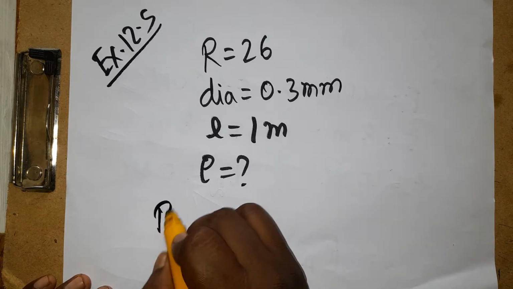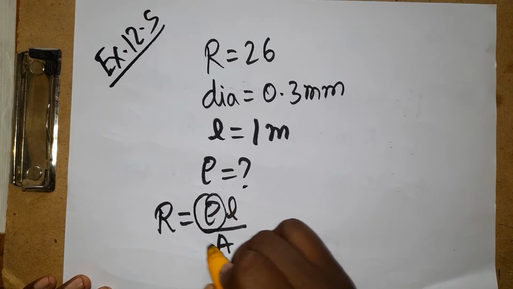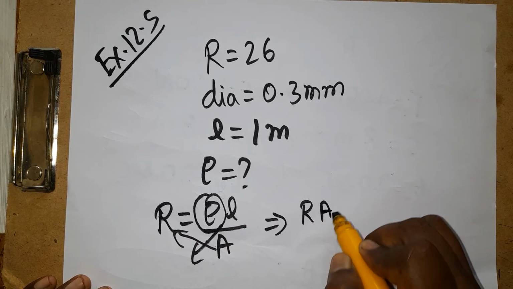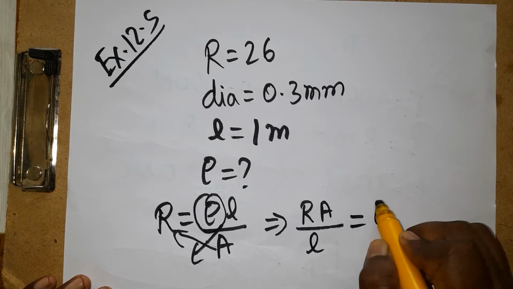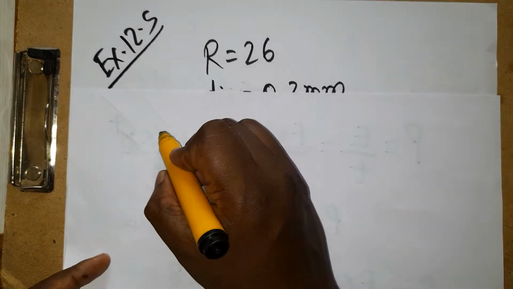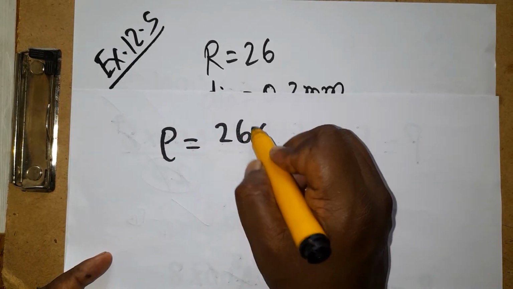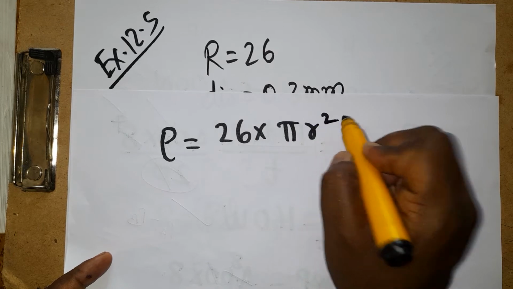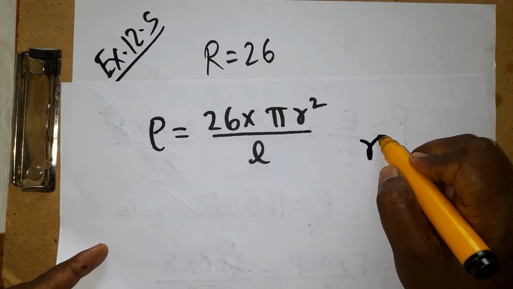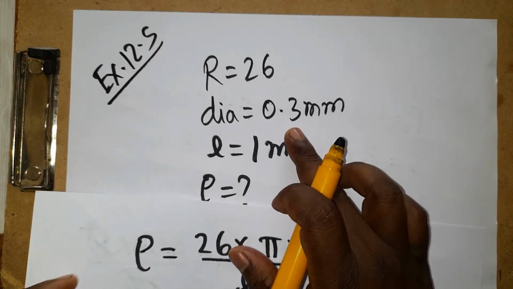Okay. R is equal to rho L by A. This is the formula. I just want to modify the formula. R A by L is equal to rho. This only we are going to find, the resistivity. Resistivity is equal to resistance times of 26, area we can call as pi R square, divided by L. What is pi? 22 by 7. Radius, if you want, is diameter divided by 2. What is the diameter? 0.3 millimeter.